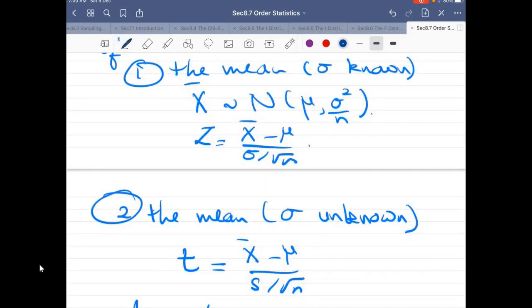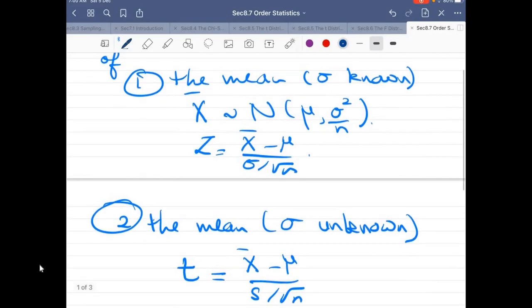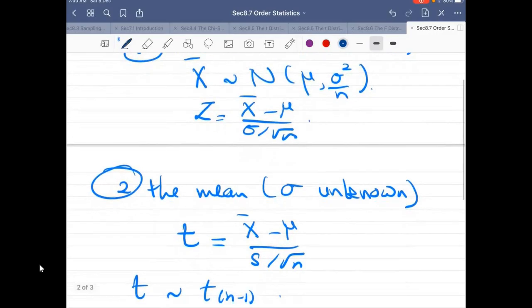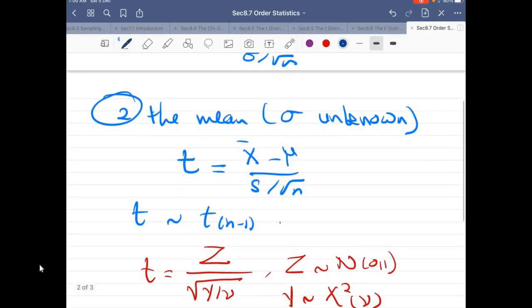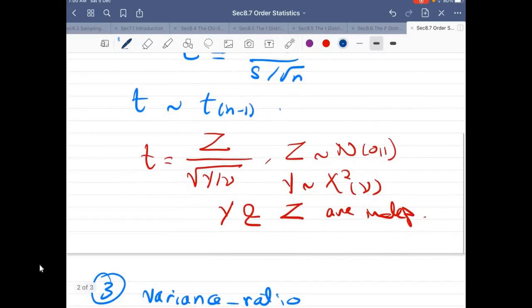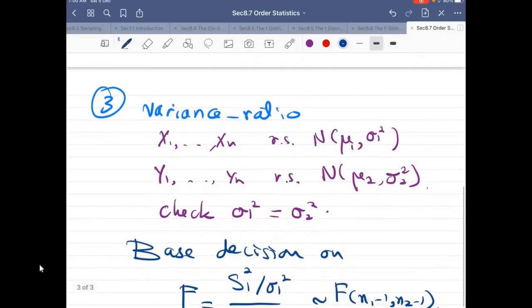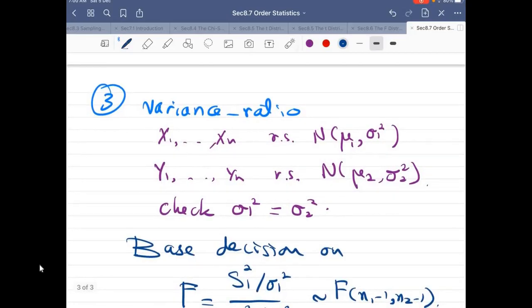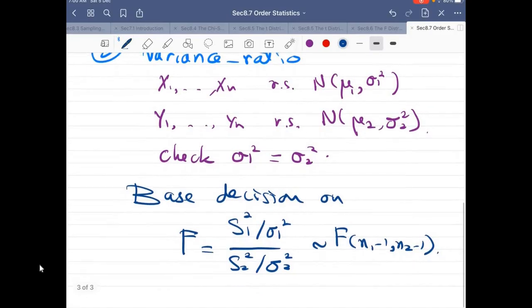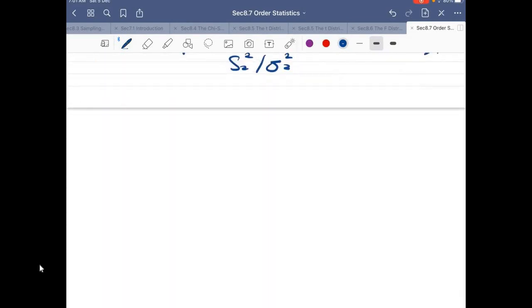So we have hypotheses regarding the mean. The sampling distribution of the mean is normal when sigma is known. When sigma is not known, the sampling distribution of the mean will have a t distribution with n minus 1 degrees of freedom. If you have two normal populations, we can compare their variances, and the test statistic for the equality of variances will be the F test.